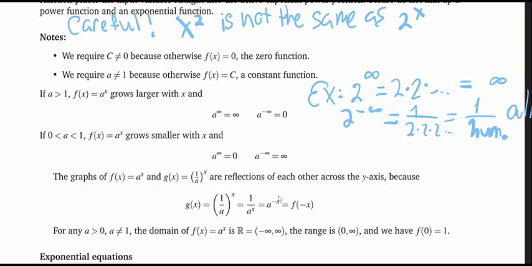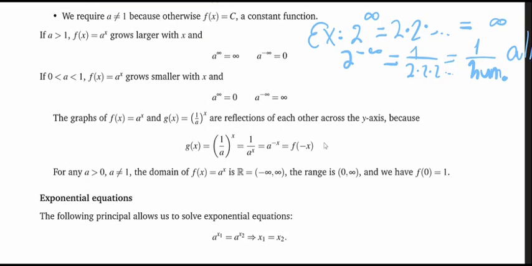On the other hand, what happens when I take an a that's a fraction? Let's see what happens when I take 1/2 to the power of infinity. It's 1/2 times 1/2 times 1/2 endlessly. If I keep multiplying a fraction by itself, every time I multiply by a fraction, I'm getting smaller. So in this case, it's going to be almost 0.